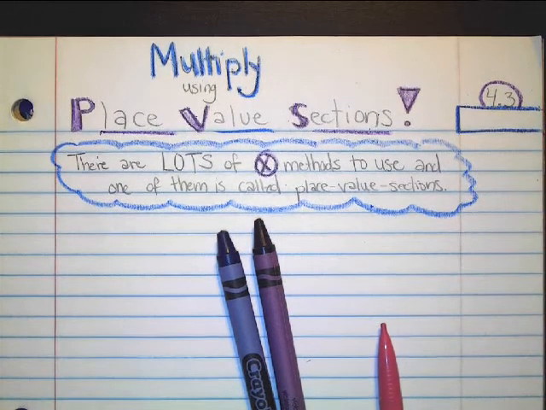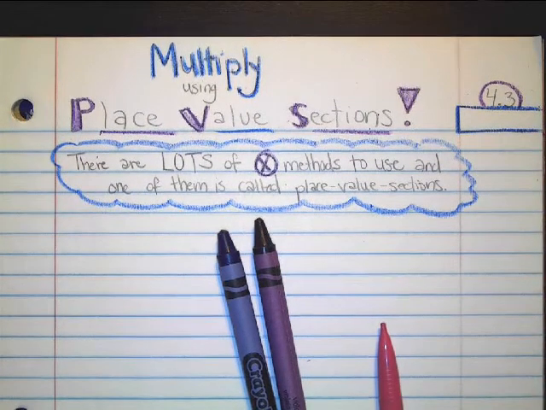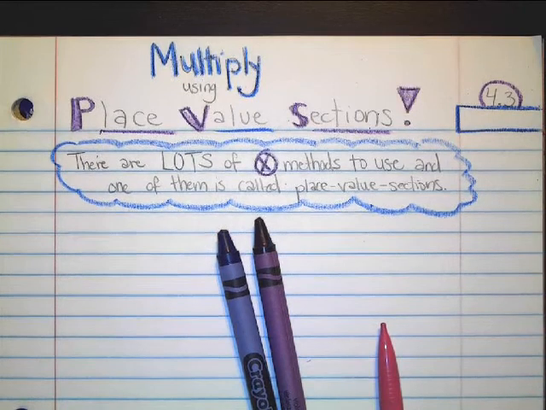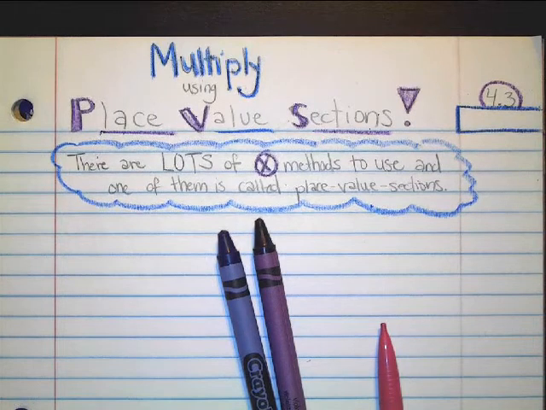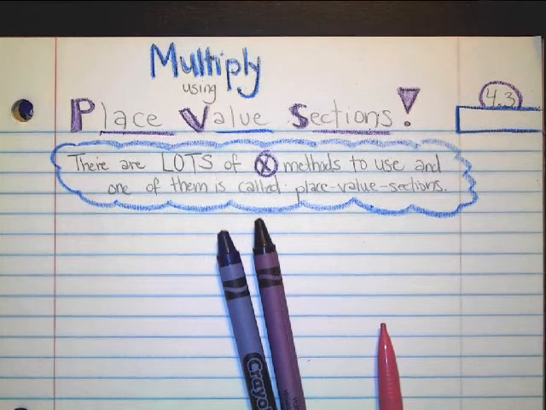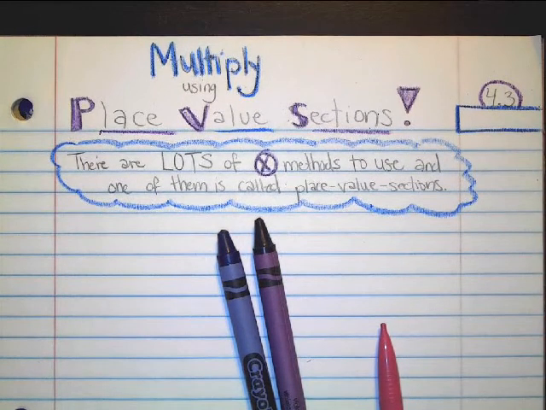So today we're going to be learning about multiplying using place value sections. We're going to be multiplying in a different method, and you can see that the phrase in the blue cloud says there are lots of multiplication methods to use, and one of them is called place value sections. So that's what we're going to learn about today.